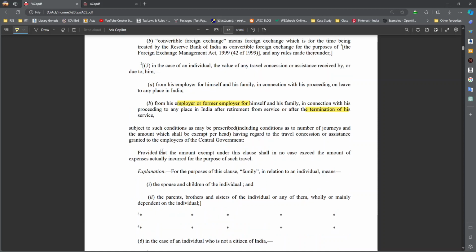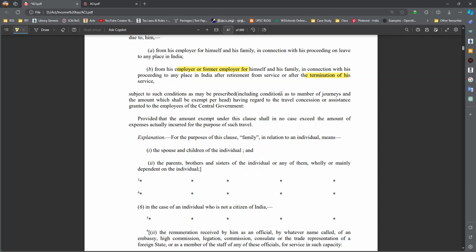Such exemption is subject to such conditions as may be prescribed, including conditions as to the number of journeys and the amount. Having regard to the travel concession or assistance granted to employees of the central government, it may be prescribed. So for the central government also this applies, no problem.